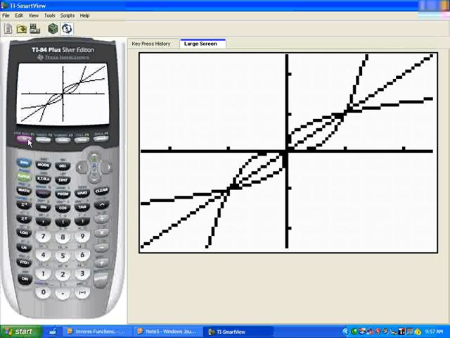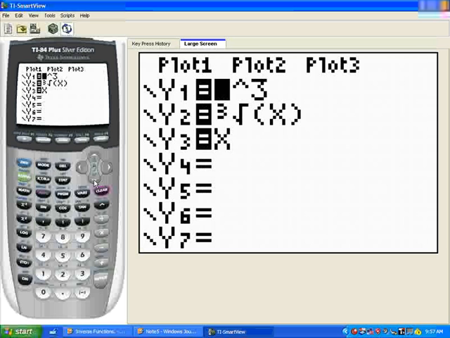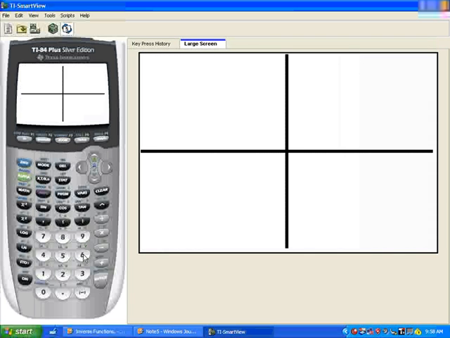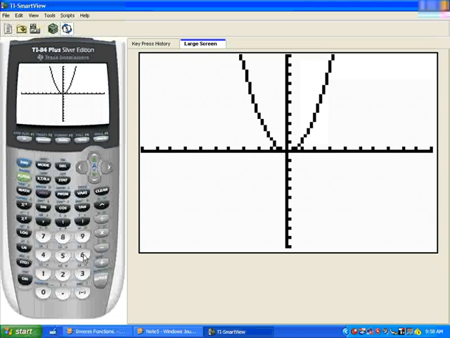The reason for that, clearing off some of these other graphs, is that the graph of x squared is symmetric about the y-axis.